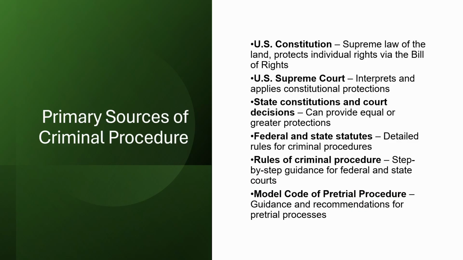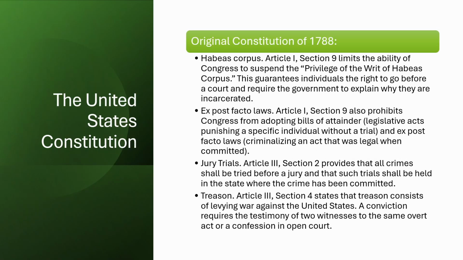The primary sources of criminal procedure are the United States Constitution, the United States Supreme Court, state constitutions and court decisions, federal and state statutes, rules of criminal procedure, and the Model Code of Pretrial Procedure. The original Constitution, adopted in 1788, only set out four provisions to address criminal procedure. Article 1, Section 9 addresses habeas corpus and ex post facto laws. Article 3, Section 2 addresses jury trials, and Article 3, Section 4 addresses treason.